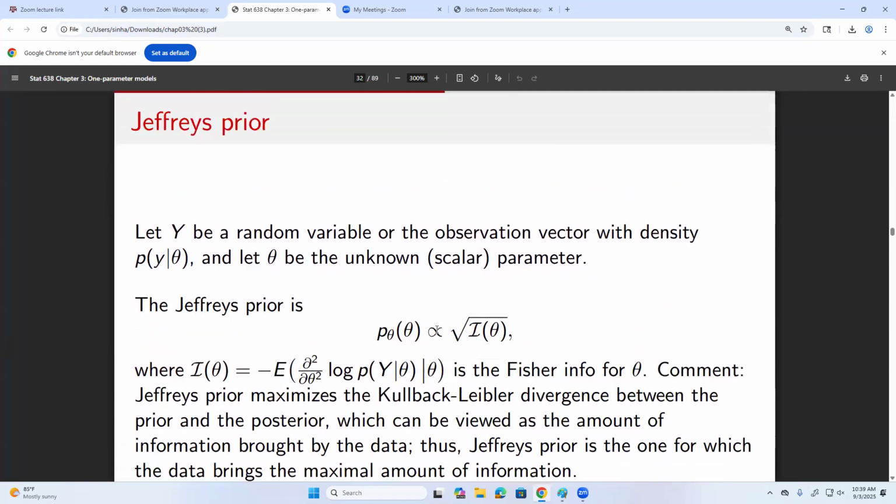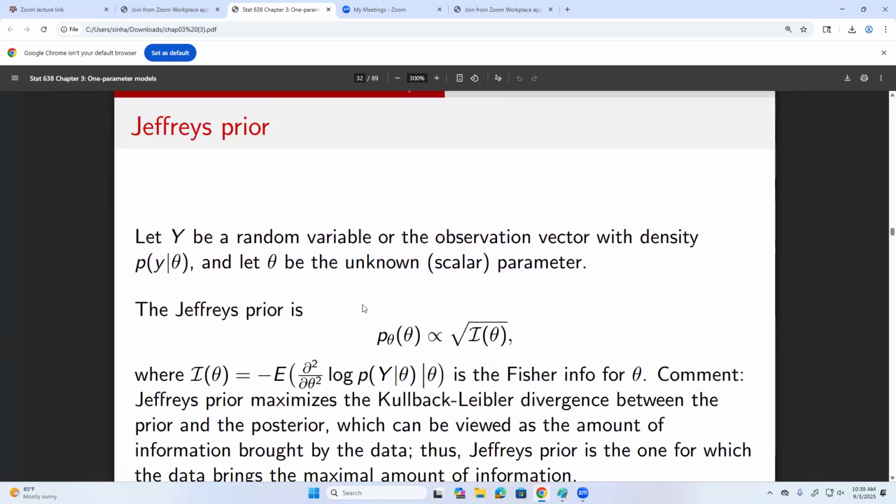Jeffreys prior. So now we introduce Jeffreys prior. Let y be a random variable or the observation vector with the density p(y given theta), and let theta be the unknown parameter. Jeffreys prior is defined as the square root of the information matrix. What is the information matrix? It is the double derivative of the log likelihood, take expectation, and put a negative sign before that. Now this is the information if you have a scalar parameter.